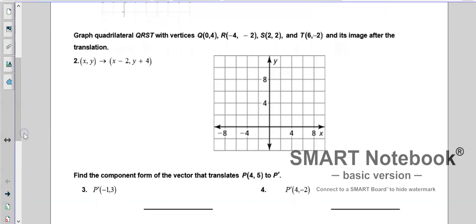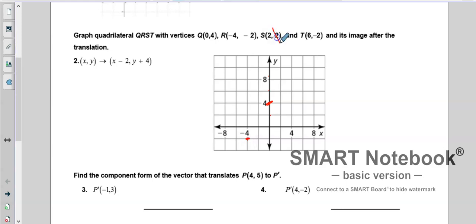All right, graph quadrilateral QRST. So (0, 4). Now pay attention, this one's a tricky one because notice it's counting by twos. 2, 4, 6, 8, so forth. So a little tricky. So there's (0, 4) right there. (-4, -2) is actually right there because remember you're counting by twos.